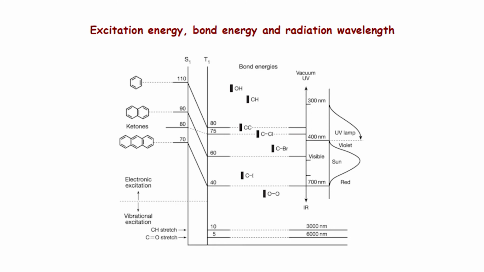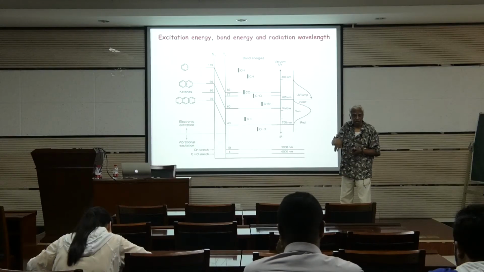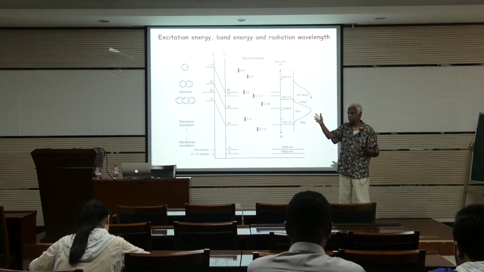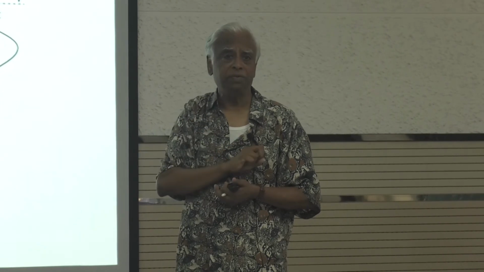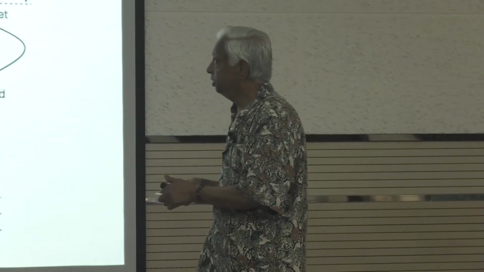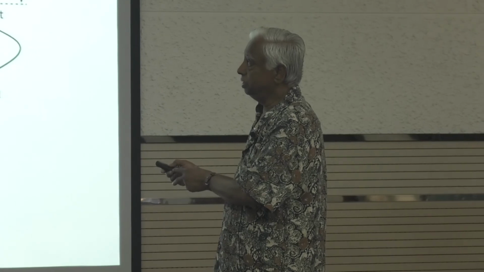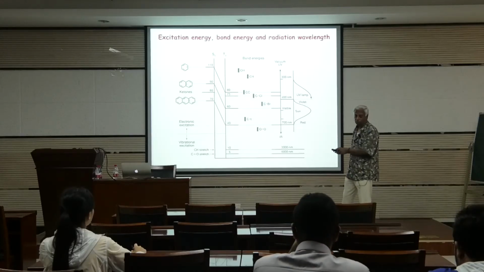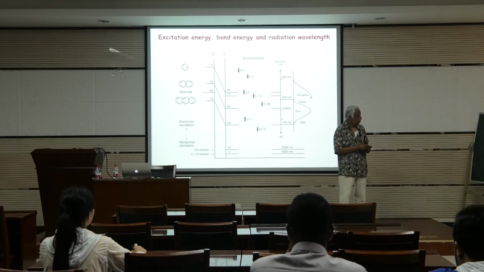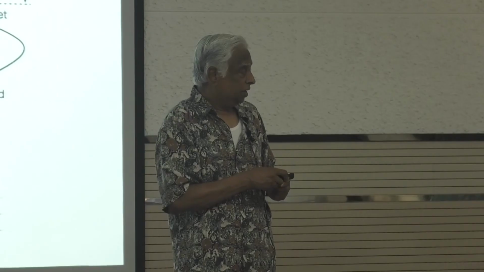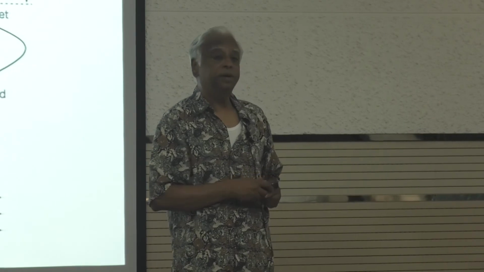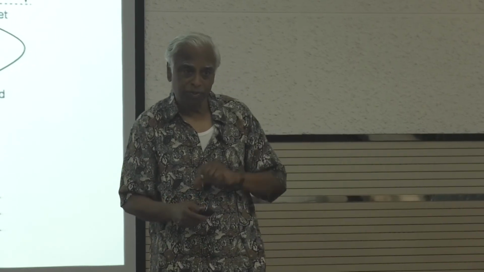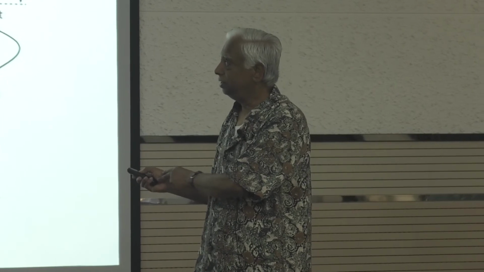It is not a fixed number because the electrons in benzene are in one orbital. If we take naphthalene, it is a different orbital. If we take anthracene or pyrene, it is going to be different. So the gap between S0 to S1 will change from one place to another place. For example, in the case of benzene, the gap is 110 kilocalories. That is, if you want to go from here to here, in benzene, this gap is 110. One more: if you take naphthalene, the gap is 90.